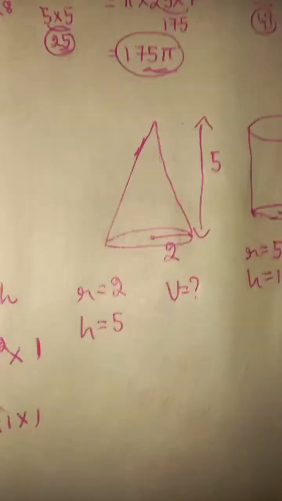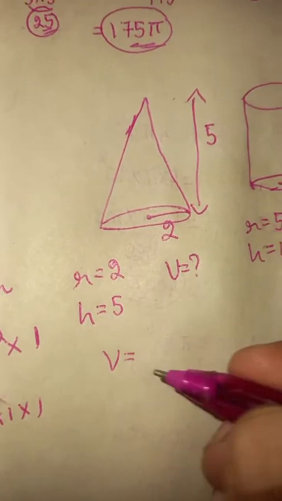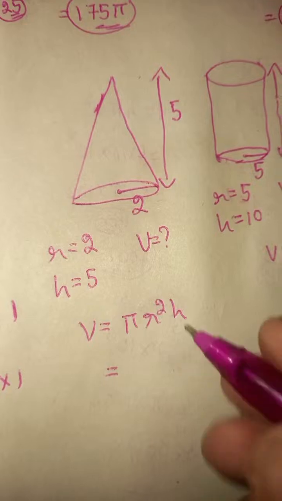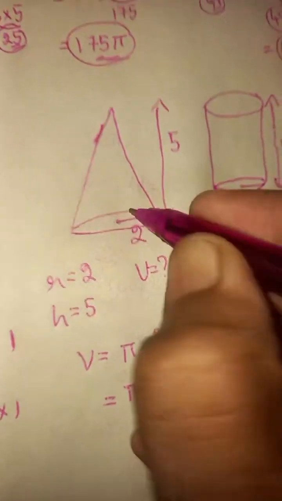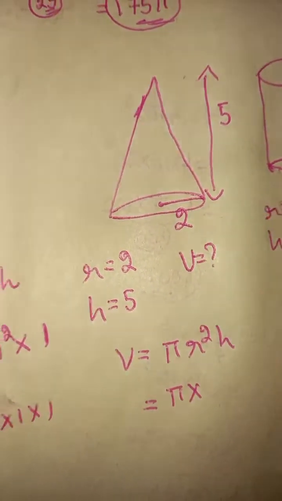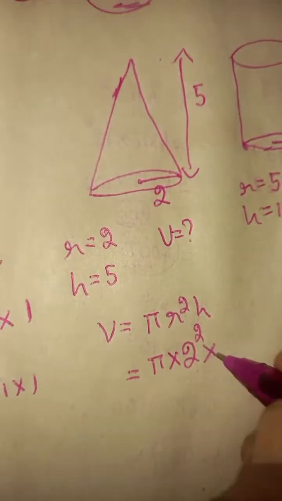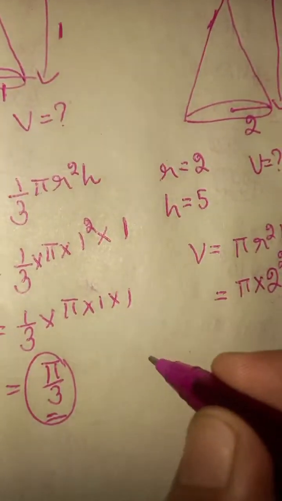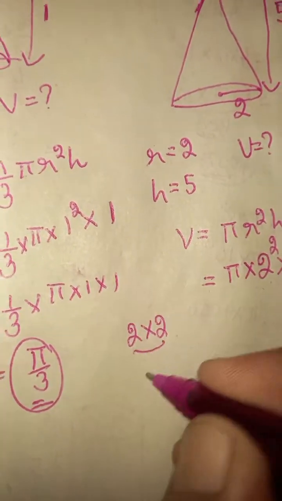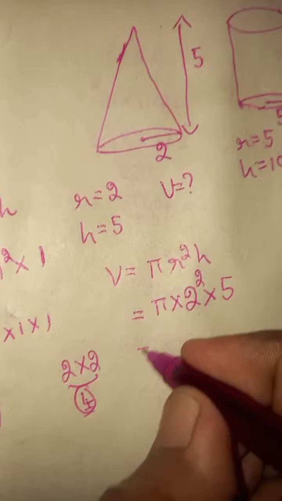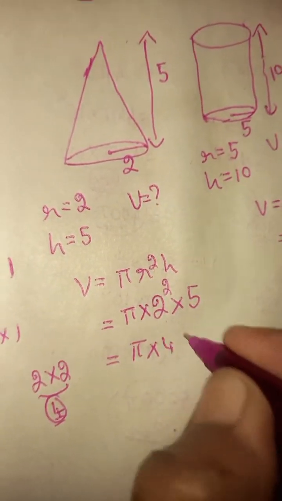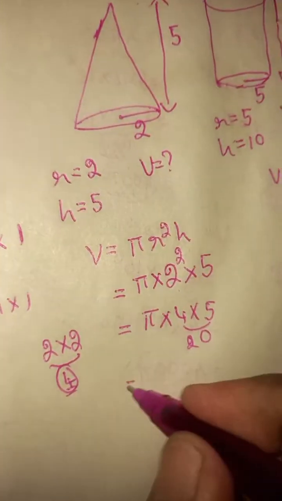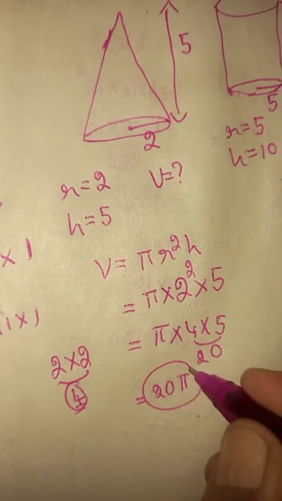You can find out the volume because the volume of a cone can be written as 1 by 3 pi r square h. So this time it becomes 1 by 3 pi times the radius, which is 2 units, so 2 square, times the perpendicular height, which is 5 units. 2 square means 2 times 2, which is 4. So this is pi times 4 times 5. 5 times 4 is 20. 20 times pi is 20 pi cubic units.